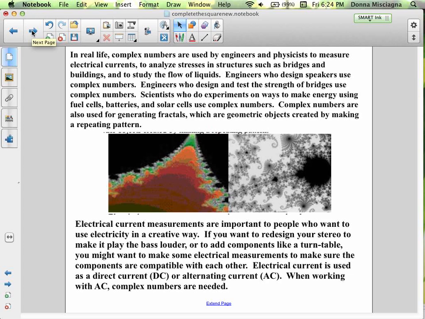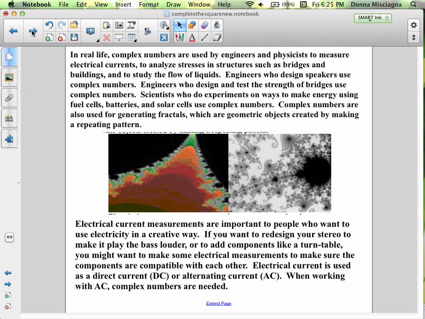In real life, complex numbers are used by engineers and physicists to measure electrical currents, to analyze stresses in structures such as bridges and buildings, and to study the flow of liquids. Engineers who design speakers use complex numbers. Engineers who design and test the strength of bridges use complex numbers. Scientists who do experiments on ways to make energy using fuel cells, batteries, and solar cells use complex numbers.